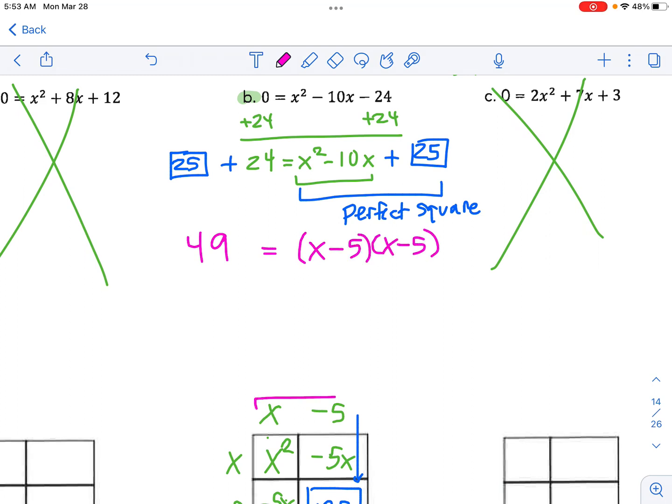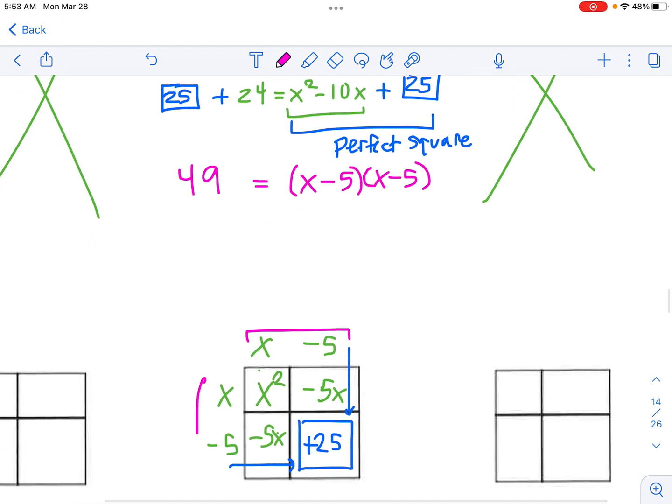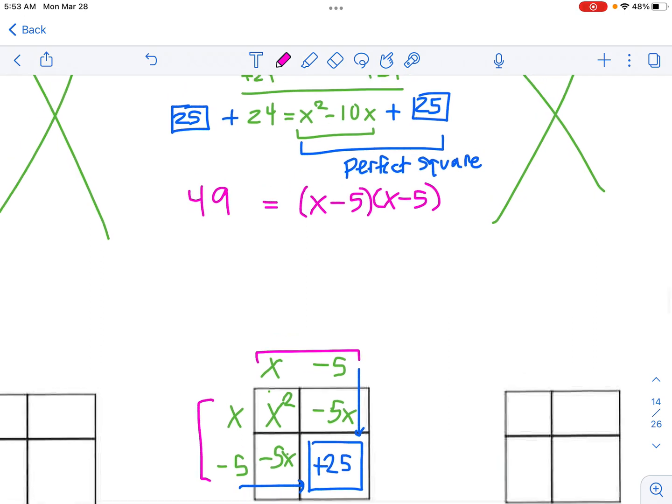If you notice, that is the length and the width of our square model. And then we are going to rewrite that as x minus 5 quantity squared equals 49. And now we can do that square rooting of both sides. And when we square root both sides, we get plus or minus 7 on the left and x minus 5 on the right, and that leads us to our two solutions.